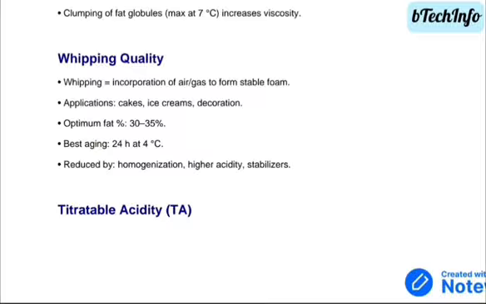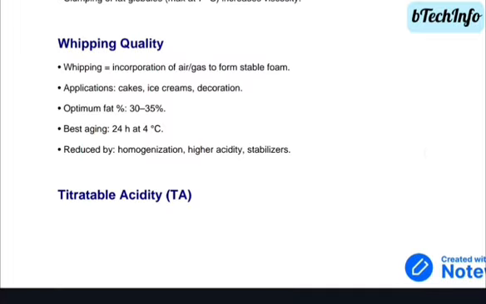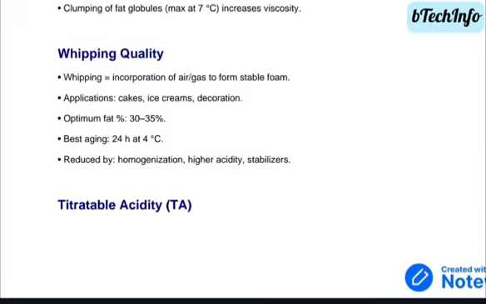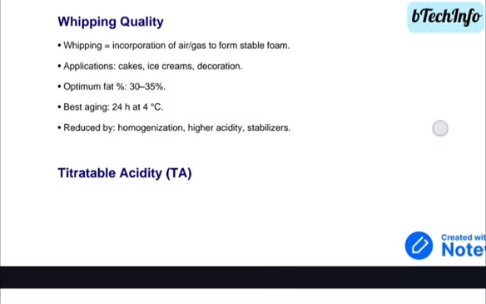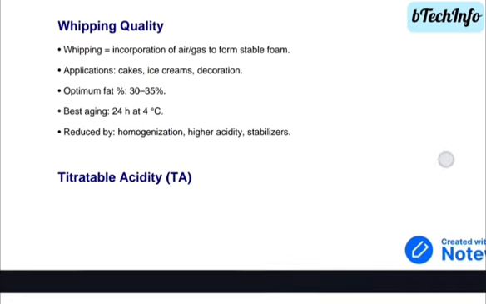Now we see the whipping quality. Whipping means the incorporation of air or gas to form a stable foam. What is the application? Cake, ice cream production, and decoration, as a topping in various foods, like in coffee. Optimum fat percent of whipping cream is 30 to 35%, and best aging time temperature combination is 24 hours at 4 degrees Celsius. It is reduced by homogenization, higher acidity, and stabilizers.